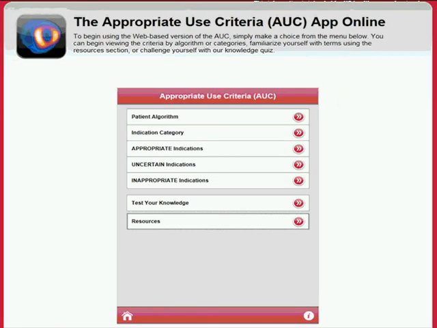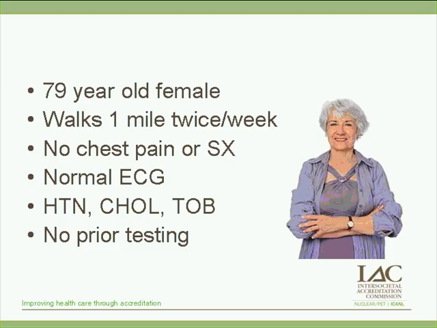The online version works exactly like the app and the algorithm. So let's try an example. Let's say a 79-year-old woman is referred to your office for a myocardial perfusion test. She states that she walks a mile twice a week and does not have chest pain or other symptoms when walking. Her ECG is normal, but she does have several known cardiac risk factors such as hypertension, elevated LDL cholesterol, and she smokes. Giving you a hint here, this means that she has high coronary heart disease risk. She has not had other cardiac diagnostic testing.